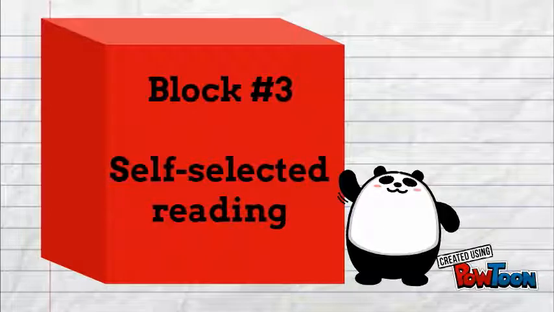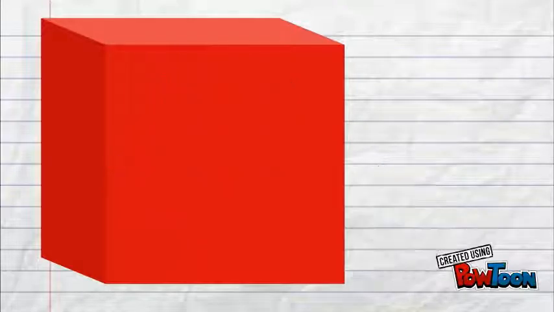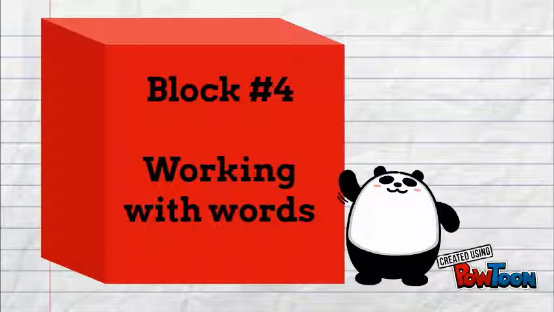The self-selected reading goals are to develop students' receptive language by listening to read-alouds, skills for selecting interesting reading materials, reading comprehension, and expressive language by sharing what they've read. The fourth and final block is working with words. These goals are to increase students' recognition and fluency of high-frequency words, and decoding and spelling of phonetically regular words.